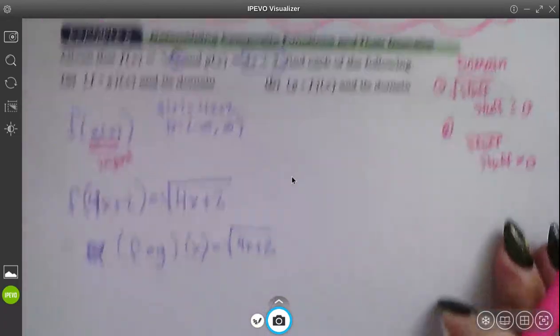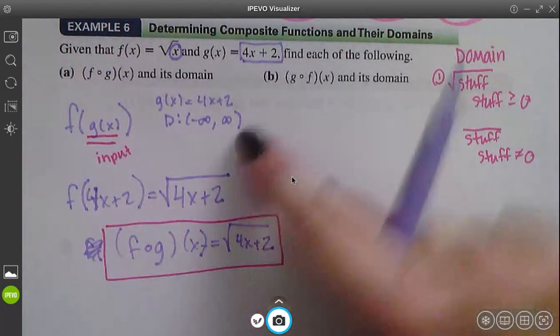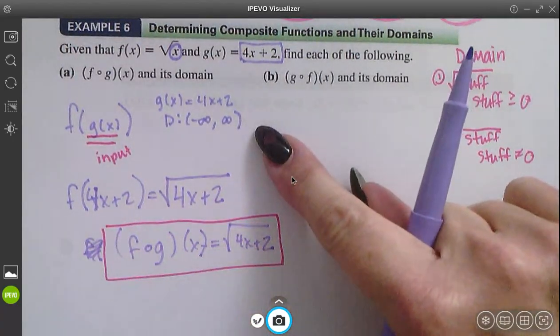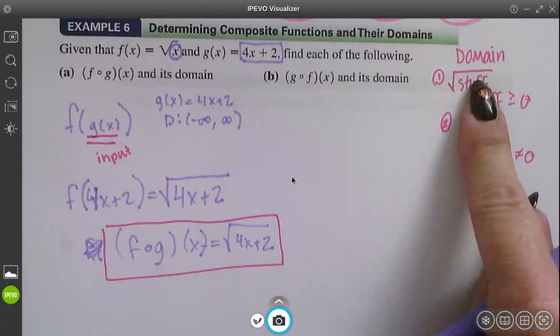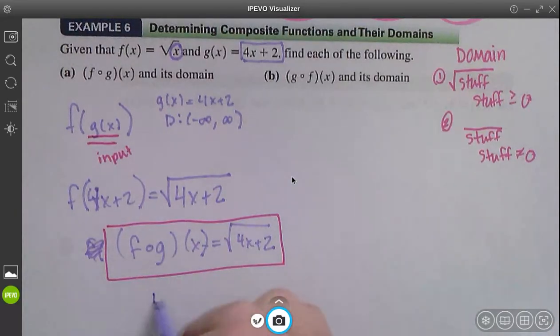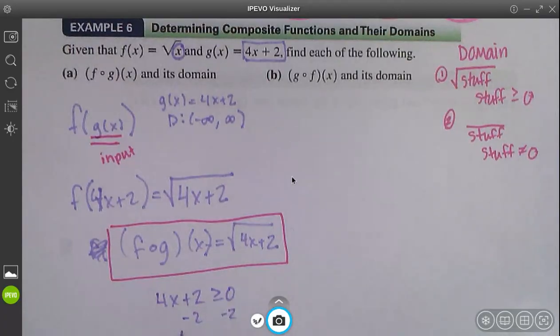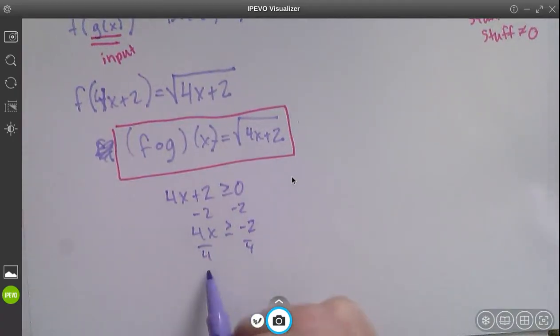But then we have to find the domain. The domain, we have to consider the input function, which we just did, is negative infinity to infinity, and the final function. Well, the final function is this answer right here, and it has a radical. So I have to take the stuff that is inside the radical and set it greater than or equal to 0. So 4x plus 2 is greater than or equal to 0, which makes 4x greater than or equal to negative 2, or x is greater than or equal to negative 1/2.